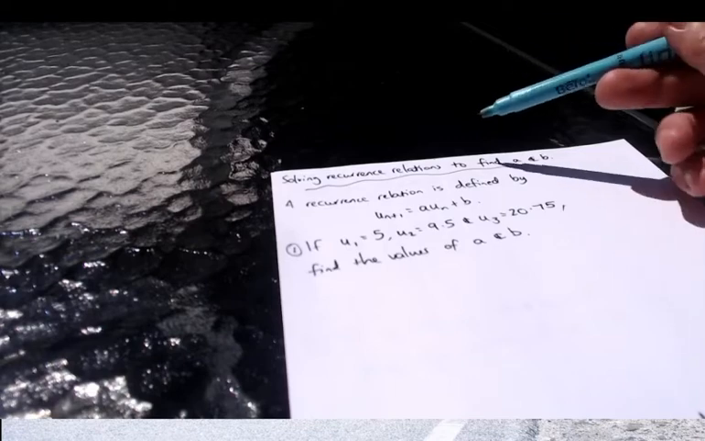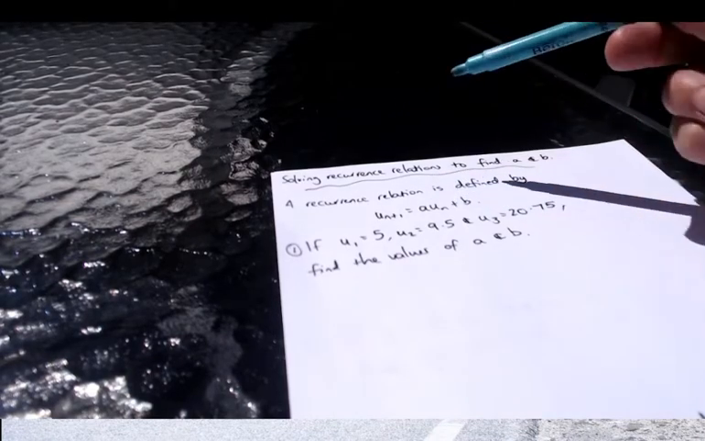Today we are outside, in Shotcorra in Scotland, and we are still looking at recurrence relations. This time we're going to be solving recurrence relations to find a and b, which is slightly different to what we've done so far.